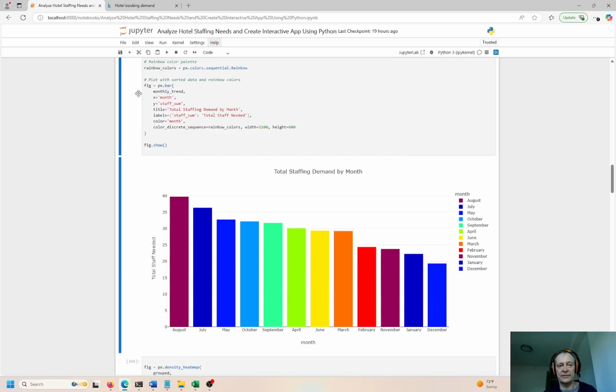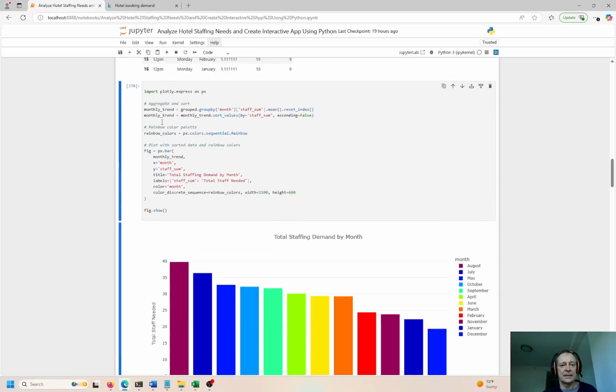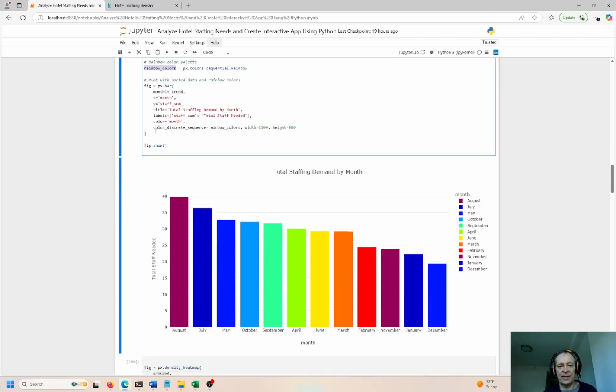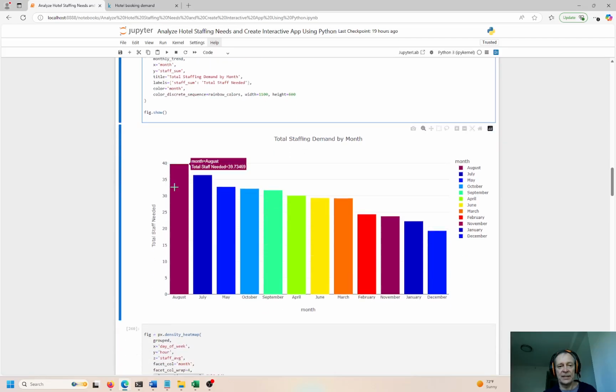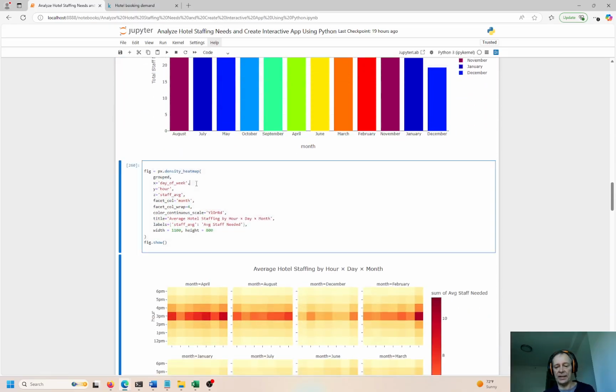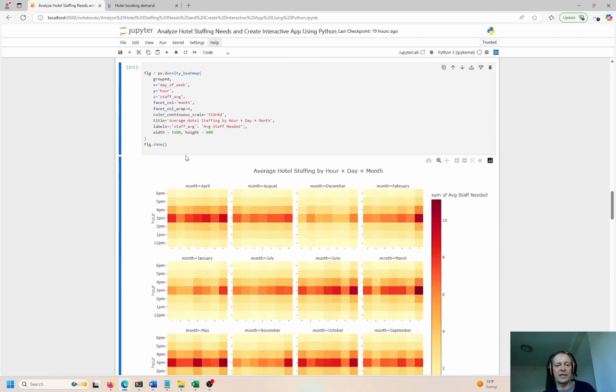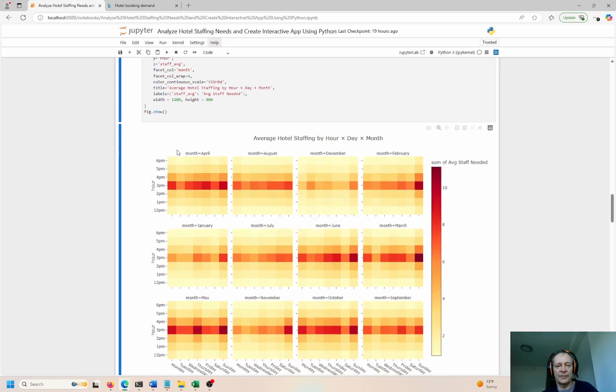Okay, so we're looking at this with a focus on rainbow colors, right? That's why I got this graph, and just looking at different staffing needs for the hotel throughout the year. Okay, so let me go ahead and refresh this chart, and we're going to look at the day of the week, the hour, and the month throughout the entire year. So I think this is probably easily the most interesting chart in the whole presentation here.